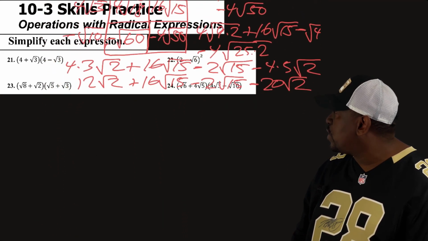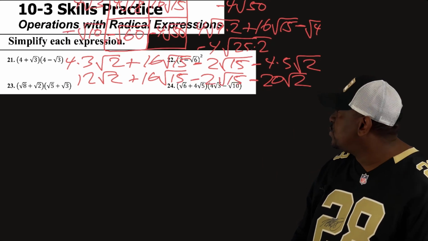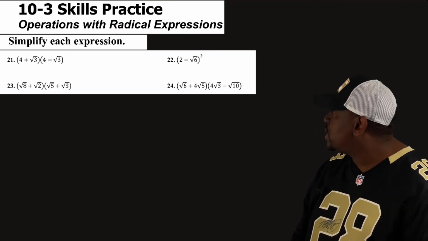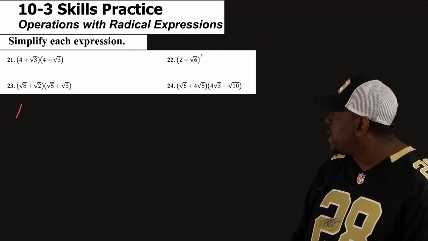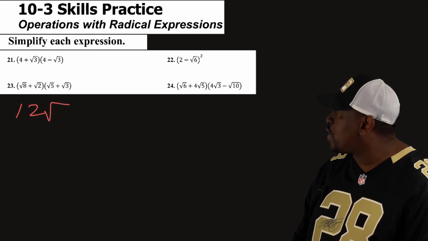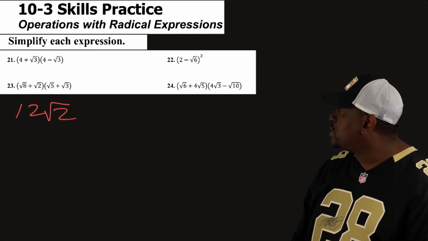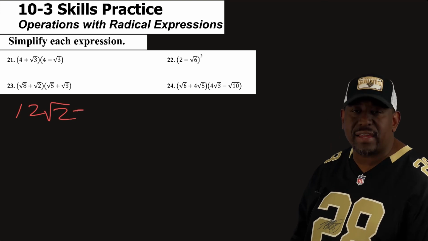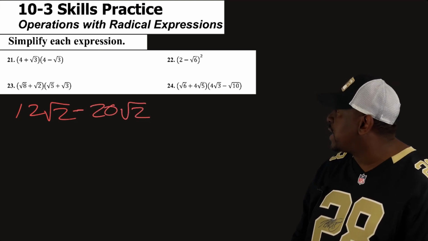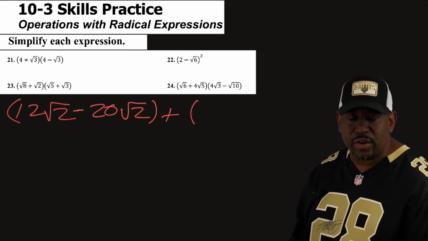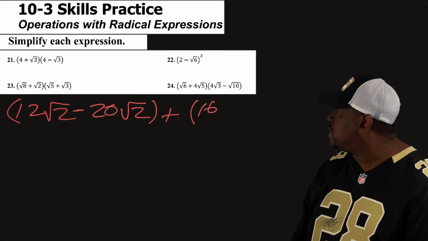So we want to group those together and get our final answer. As you can see, I'm moving it above there so we can have enough room to simplify our answer. So what we will do now is write what we have left. We want to group those terms together. So we take 12 times the square root of 2, and we're going to group that with its like term, which is negative 20 times the square root of 2. We group those together. And then we want to group the other pair of like radicals, which is 16 times the square root of 15 minus 2 times the square root of 15.